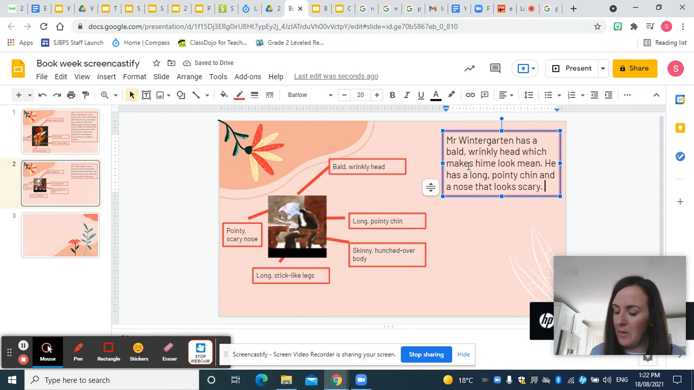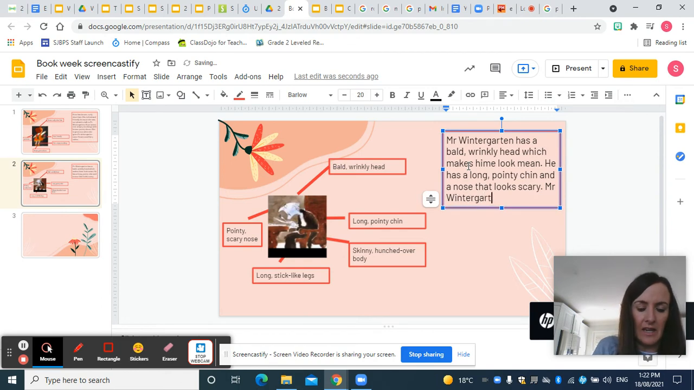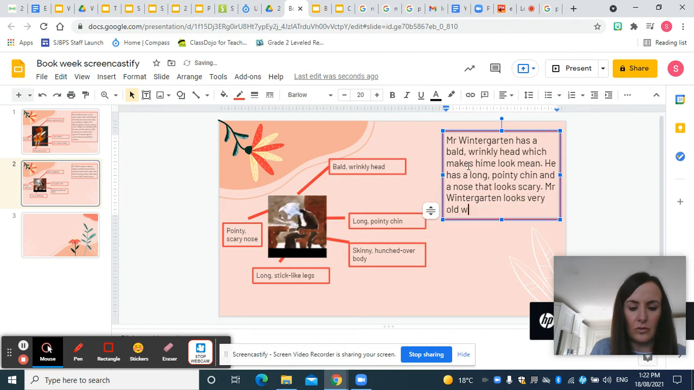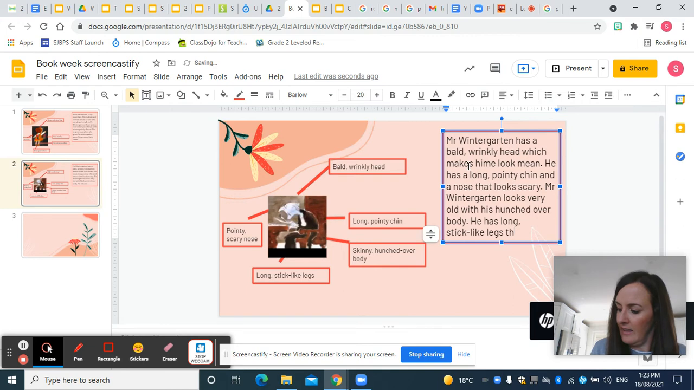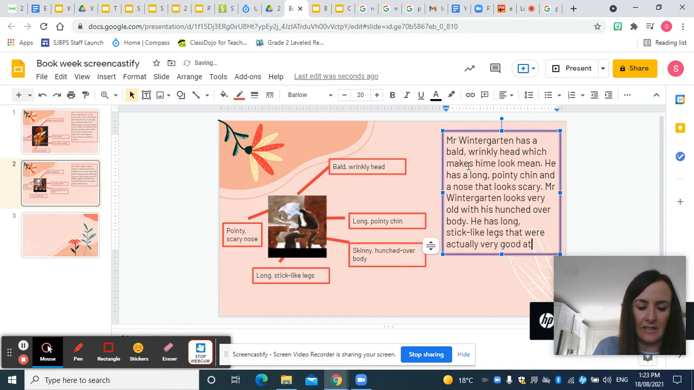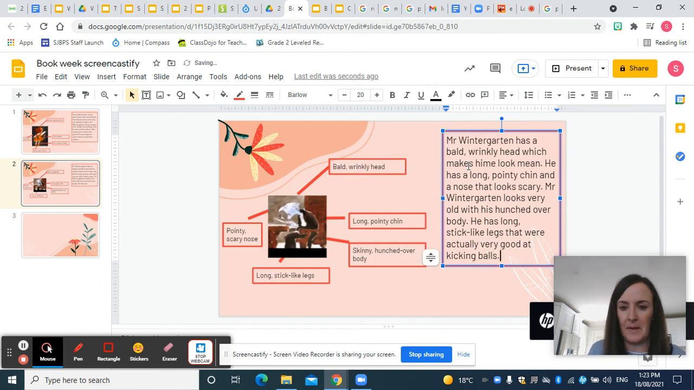My next sentence, I might write how Mr Wintergarten looks very old with his hunched over body. And I'll start with the pronoun he. I might finish with a more entertaining sentence. I might write, he has long stick-like legs that were actually very good at kicking balls. Maybe I'll do an exclamation mark.